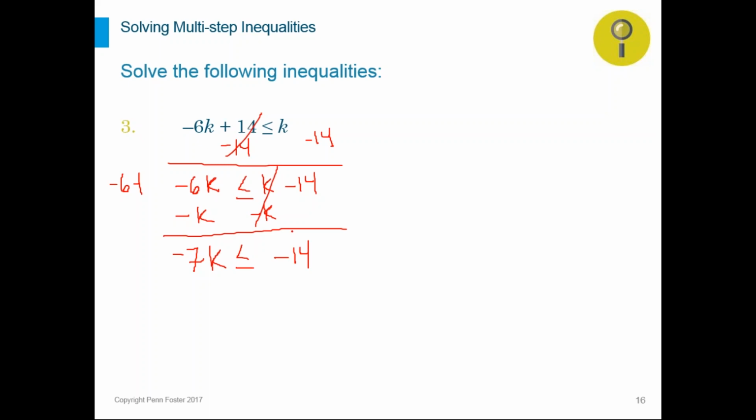I'm not done yet. I have a negative 7 times my variable. Divide by negative 7 on both sides. That makes me switch the sign, and that would be a k. A negative over a negative is going to give me a positive answer, which is 2. That's it. Any questions? Anything that was not clear or was not consistent with the rules that we have been using so far?